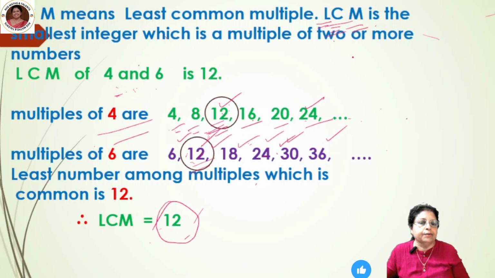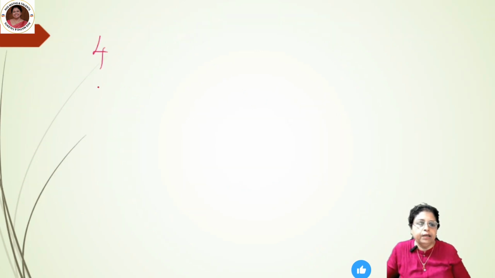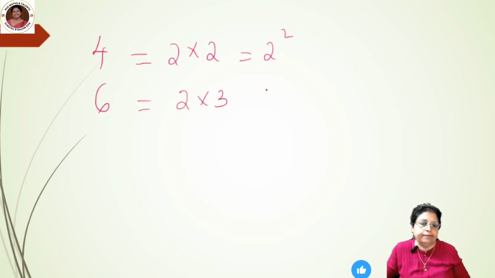We are given 4 and 6. 4 is 2 times 2, that is 2 square. And 6 is 2 times 3. So what is LCM? For LCM, we have to take all the prime factors involved in this factorization. So here 2 is here. Then here 3 is. 3 is also here. So take 3 here.